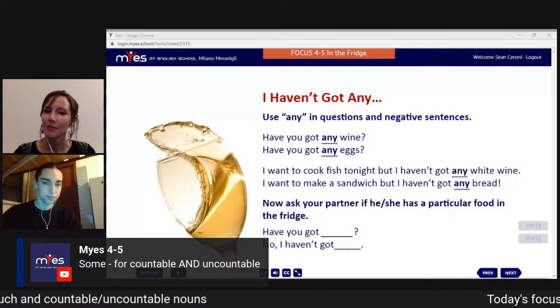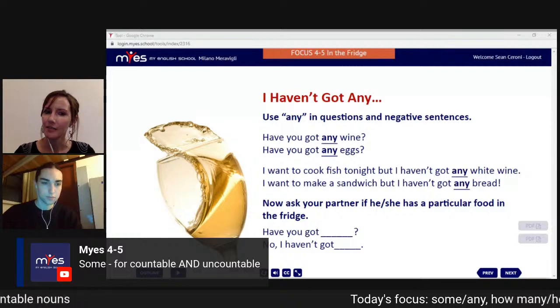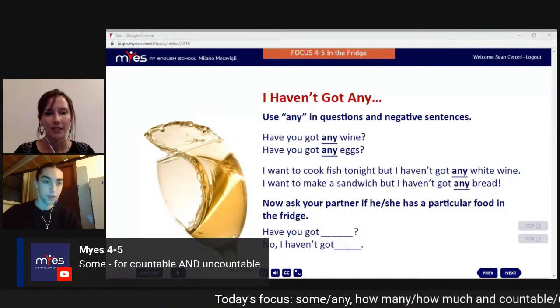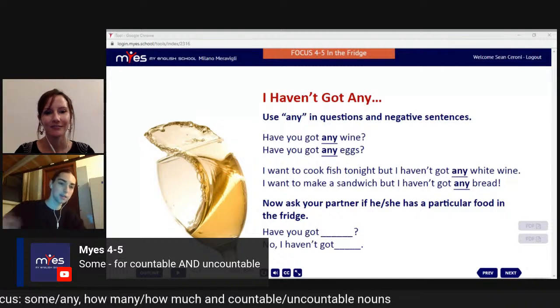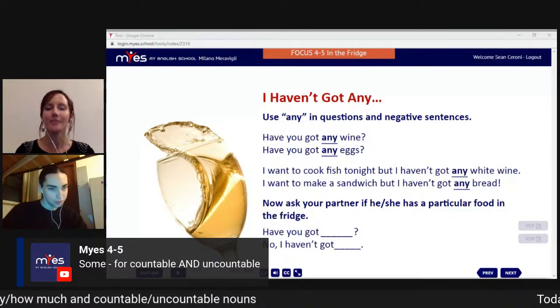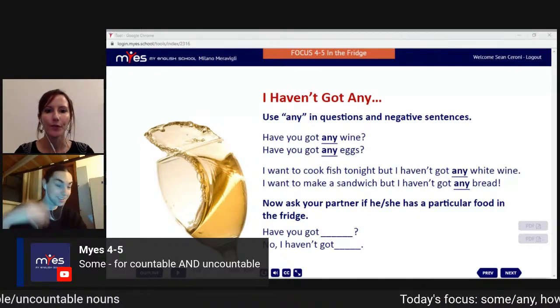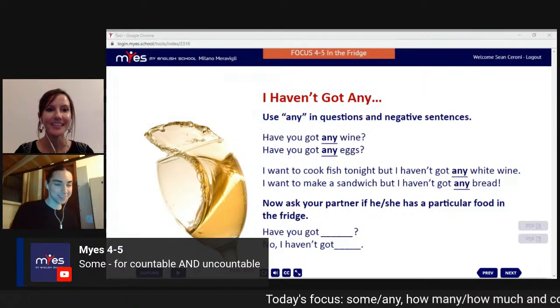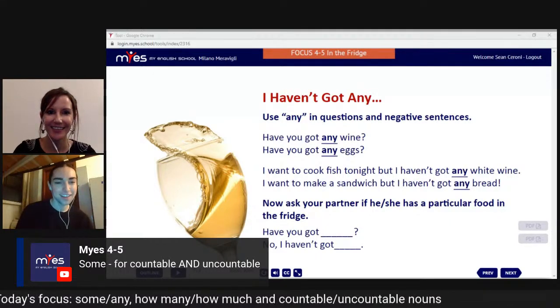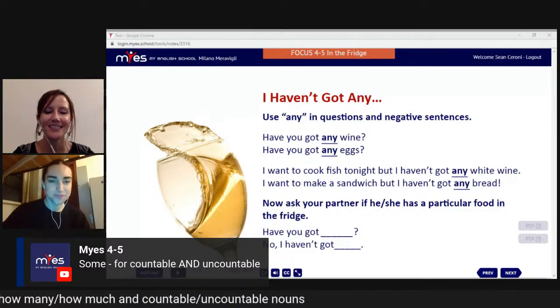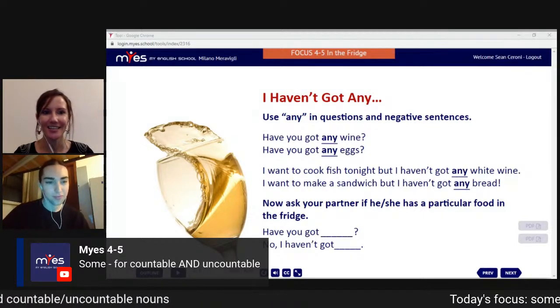But you can also use it for countable: I haven't got any tomatoes, I haven't got any eggs. I had to think about that for a second. Yeah, you can use it for both. It gets confusing when you have to think about it, doesn't it?